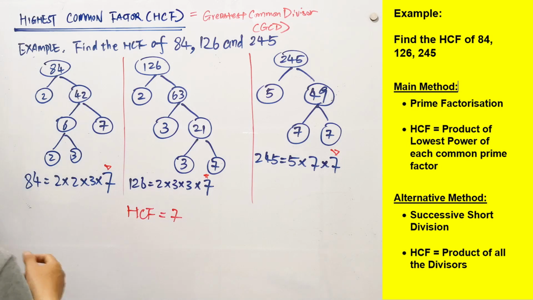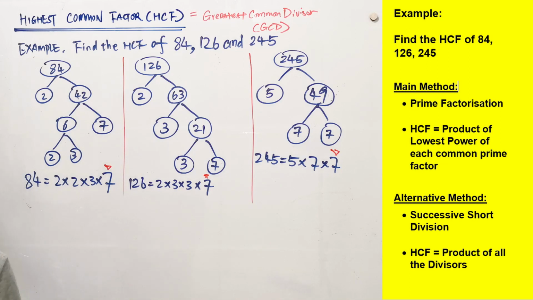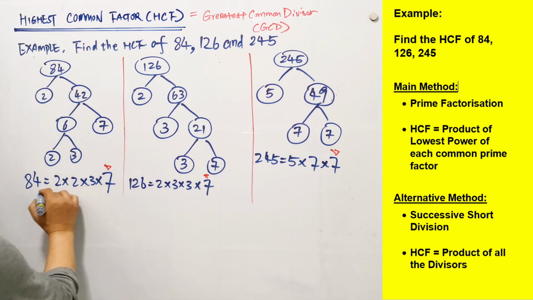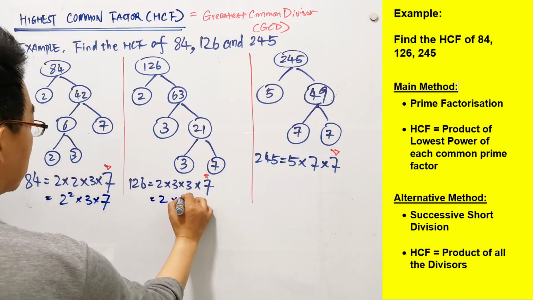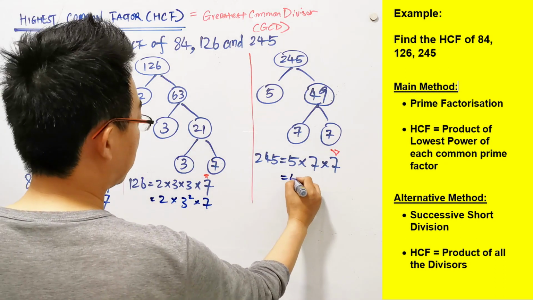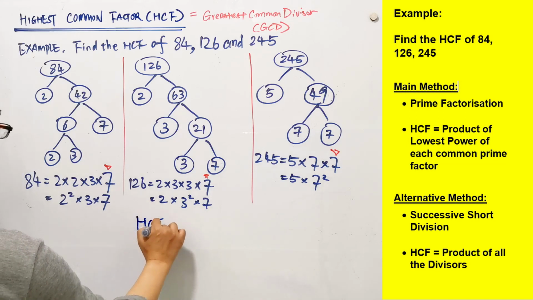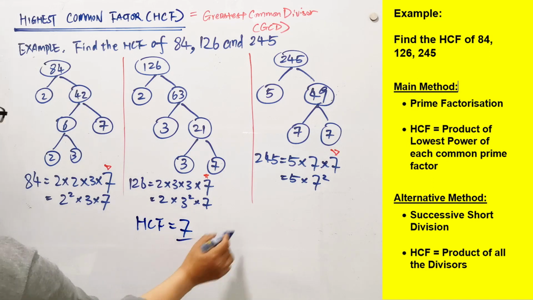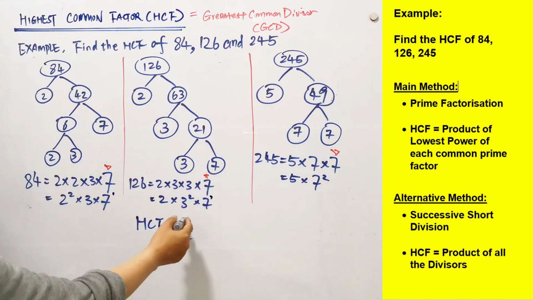Okay, can we use another method? The lowest power of each common factor: this is 2 squared times 3 times 7, this is 2 times 3 squared times 7, this is 5 times 7 squared. So basically, the lowest power of each common factor is 7. Again, the answer is 7, right? 7 is the only common factor, and the lowest power of this common factor is 1. So we get 7 also.